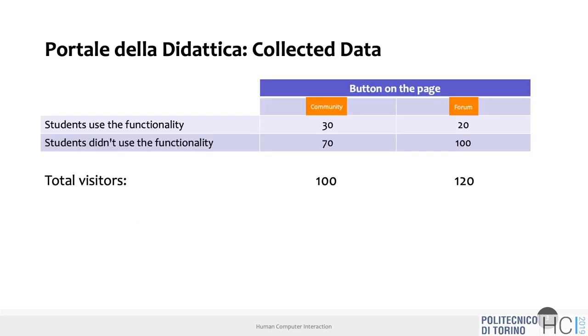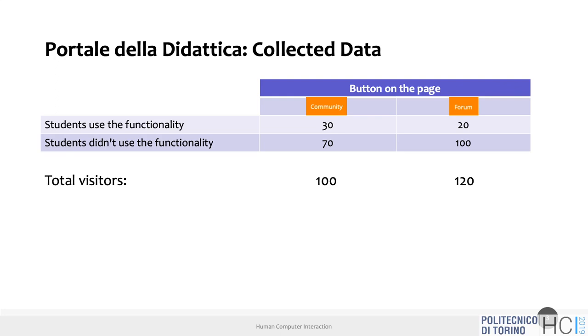So we deploy this for 1 week, 6 weeks, it doesn't matter. Obviously, more time, more data. And we came up with these numbers after looking at Google Analytics. So in the first case, the original version, we had in our observation 120 students in total that visited. Let's say in 2 hours of experiment, we have 120 people that log in to Portale della Didattica on that page.